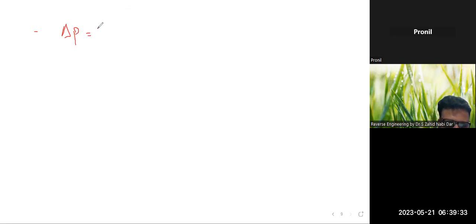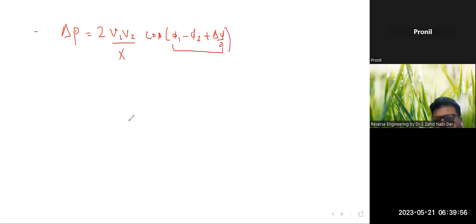No, you cannot do like that. See, you can do up to here: 2 v1 v2 by x. You can do. That is 2 v1 v2 by x. After that, you have this term cos(phi 1 minus phi 2) plus del phi 2. What about this term? This angle you don't know.